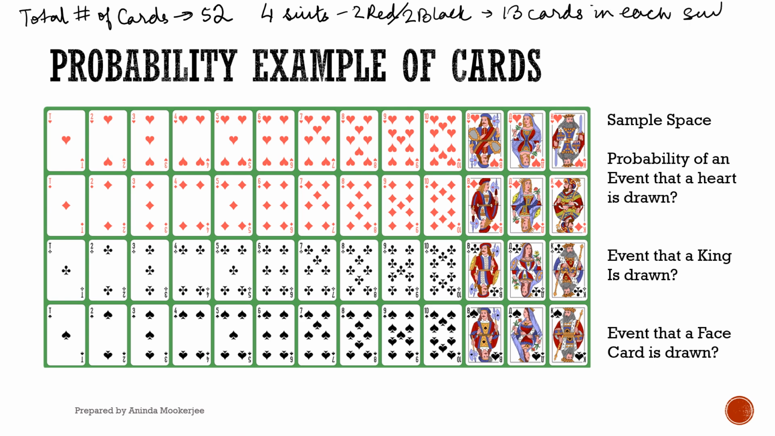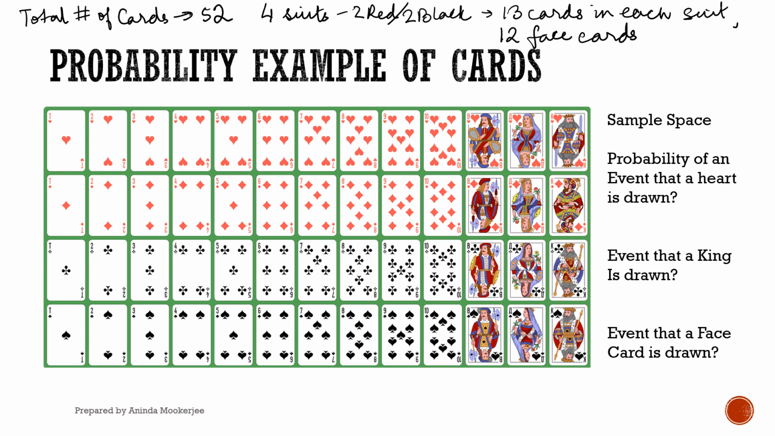What else? There are some face cards here. So you see these cards with faces. Each suit has 3 face cards in it. So 3 times 4, in all there are 12 face cards. Let's write that too, 12 face cards, and the rest are non-face cards.